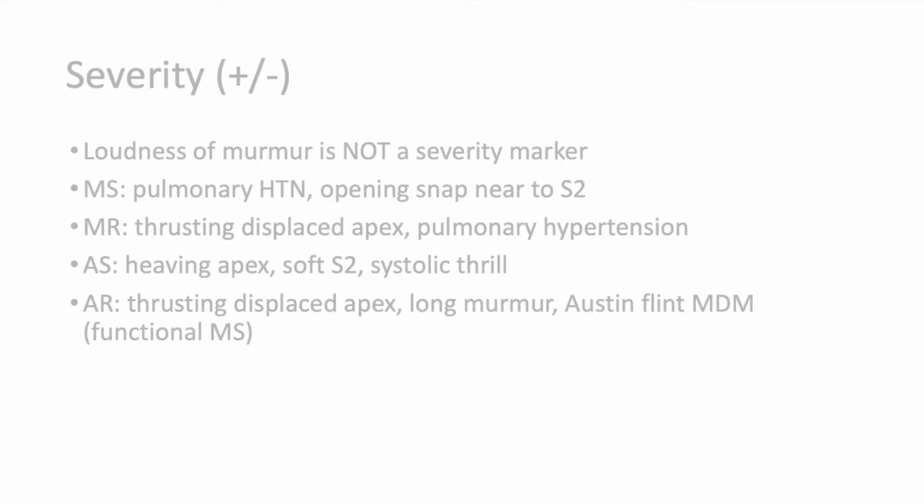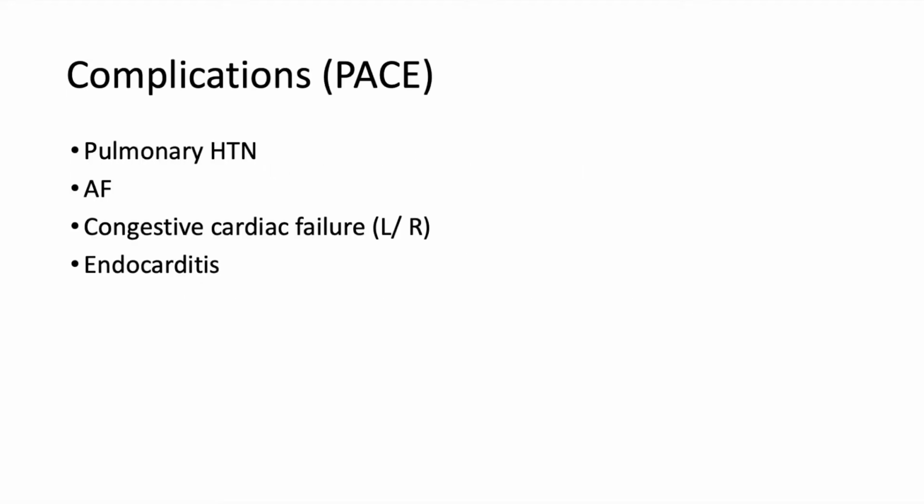If you would like to, you can read up about the severity of each murmur as well. Just remember that it is a common misconception to say that loud murmurs are severe. In general, complications follow this mnemonic PACE, which stands for pulmonary hypertension, atrial fibrillation, congestive cardiac failure, and endocarditis. Do take note that right and left-sided heart failures have different signs to look out for.